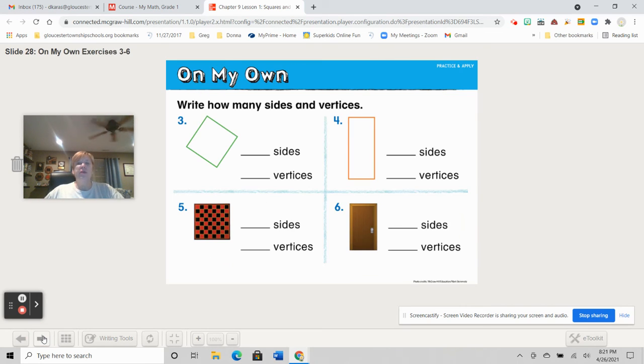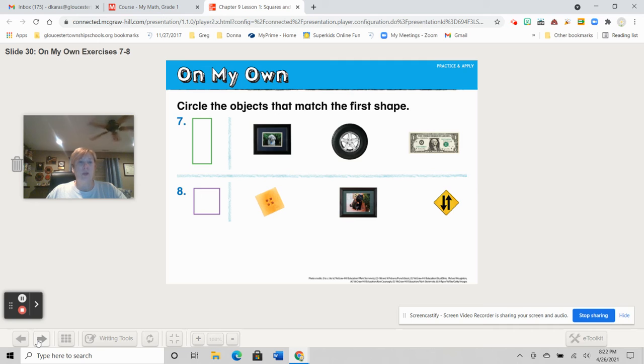Okay, so the On My Own for the next page goes up to number 9. Okay, so this one here, you can pause, write your sides and vertices, and come back and check your answers. Here are your answers for 3, 4, 5, and 6. All right, now this one.